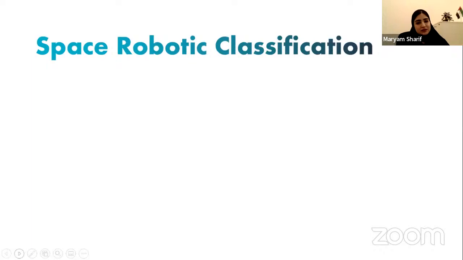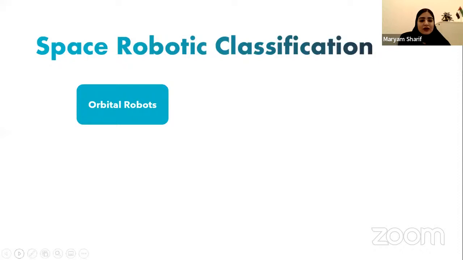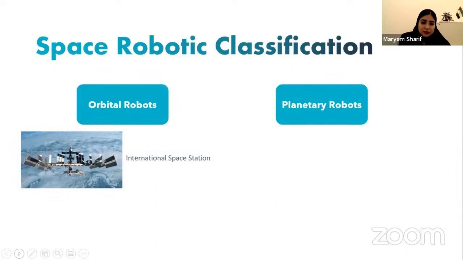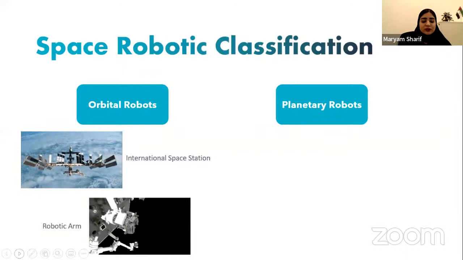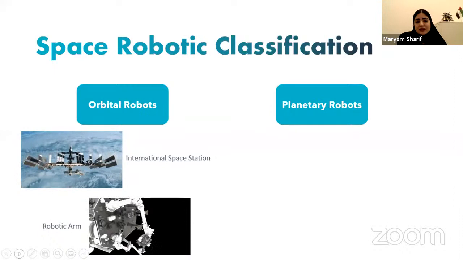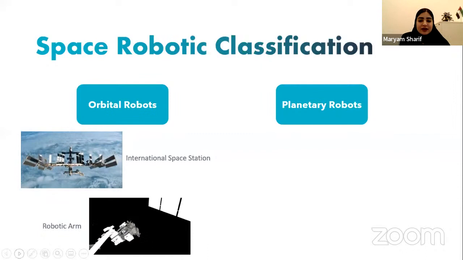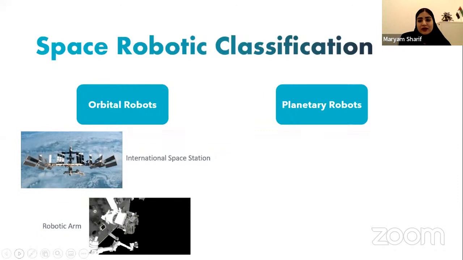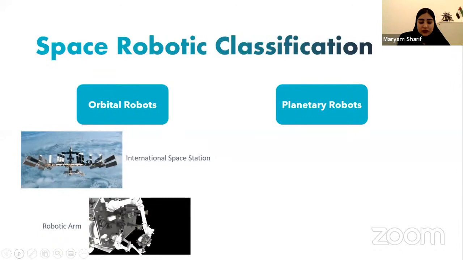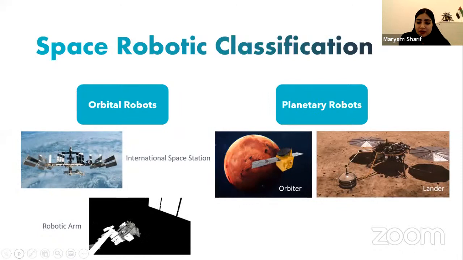So if you would like to classify robotics, there are two main classifications: orbital robots as well as planetary robots. Orbital robots include the International Space Station and also robotic arms. There is a robotic arm in the International Space Station called Dexter that helps the astronauts to do the maintenance and other work. Planetary robots can be classified further. We have orbiters, landers, rovers, as well as helicopters, such as Ingenuity.